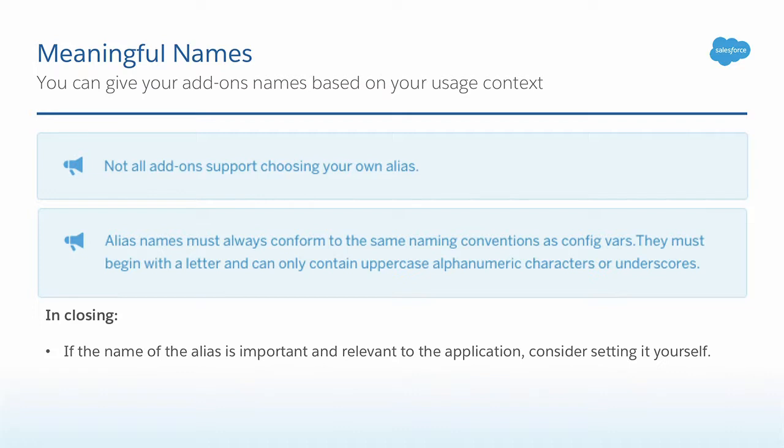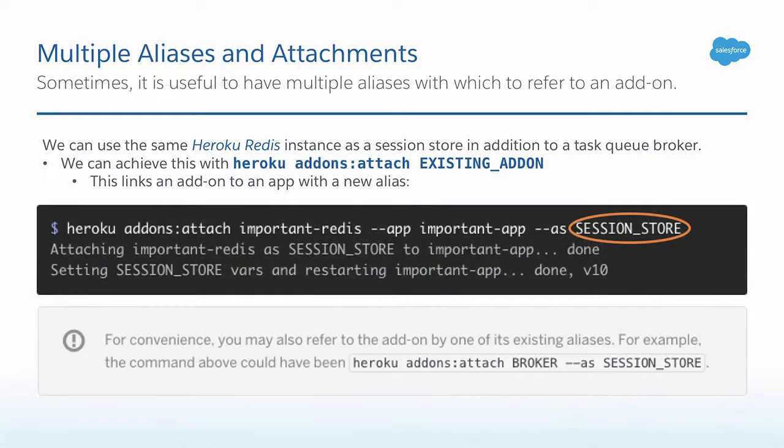Not all add-ons support choosing your own alias. Alias naming conventions must also conform to the same conventions as config vars, which means they must begin with a letter and only contain alphanumeric characters and underscores.